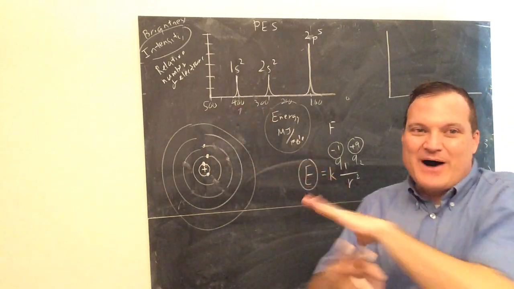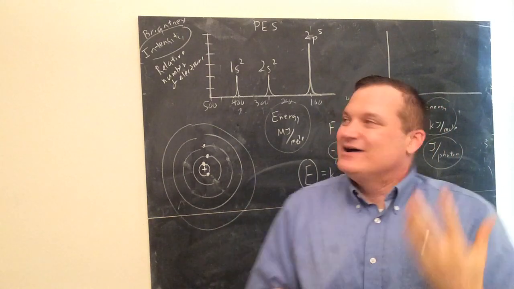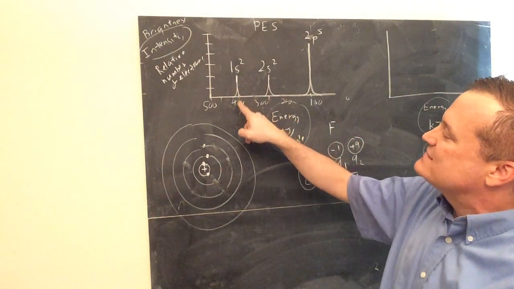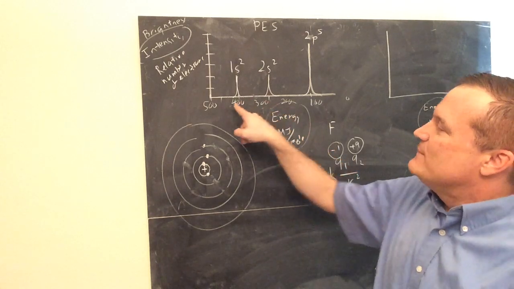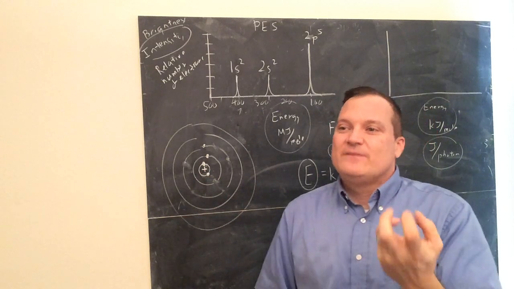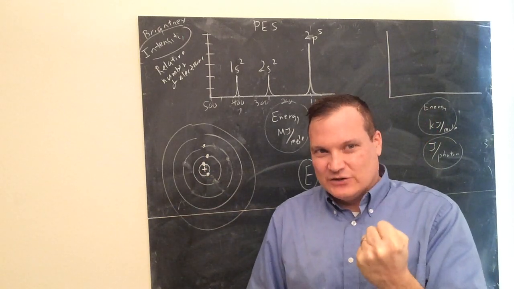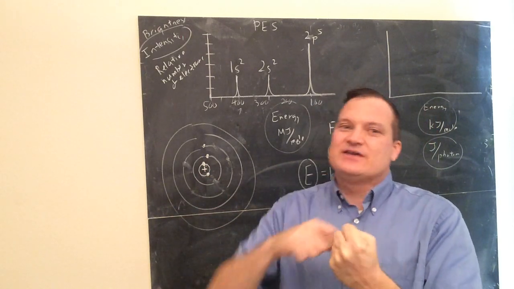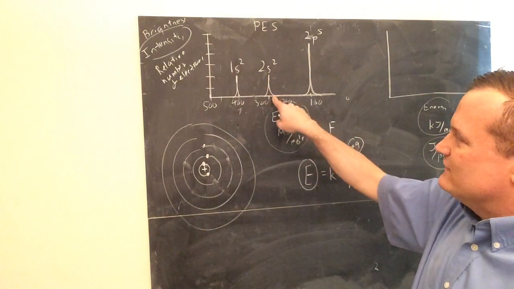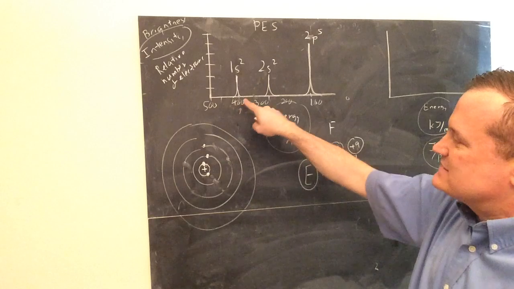So here's the bottom line, quick answer. Why are 1s electrons at 400 and 2s lower? Because 1s electrons are closer to the nucleus, therefore they have a greater attraction to the nuclear charge. It's harder for them to be ejected. They need more energy than the 2s electrons do. Okay, that's the bottom answer.